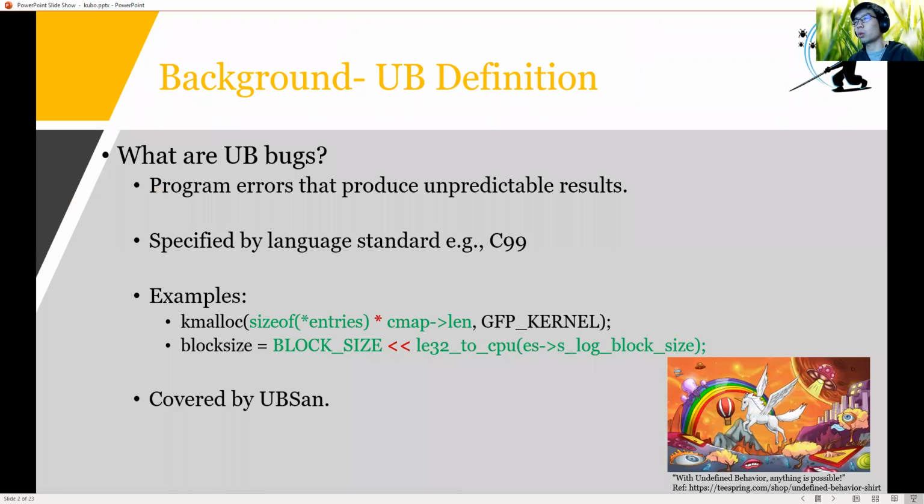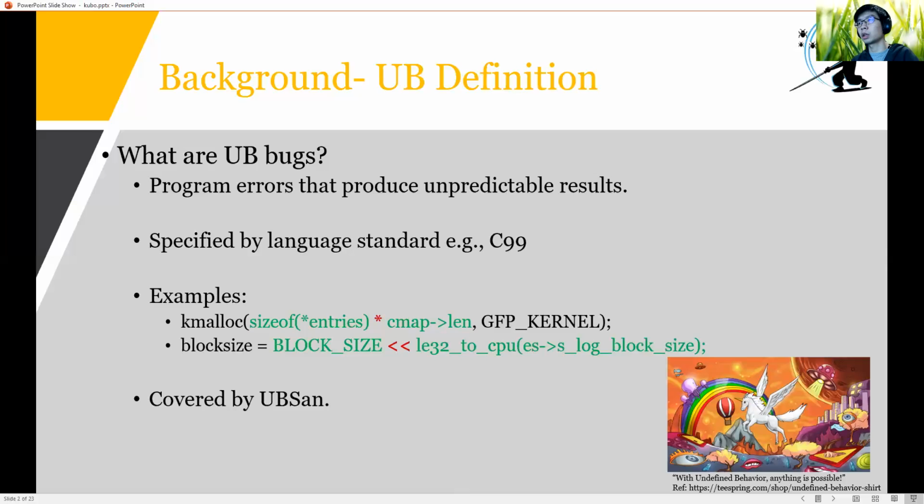So first of all, what is an undefined behavior bug? Basically, any computation that yields an unpredictable result is an undefined behavior. And these computations are specified by language standards like C99. Mysterious as it may sound, you must be very familiar with these concrete examples like the integer overflows and shift out of bound bugs that I show here. These computations can be dangerous once the undefined behavior is triggered, like the multiplication overflow can actually lead to kernel memory corruption. And these errors are generally identifiable and instrumentable by the UB sanitizers, which is what our work has been focusing on.